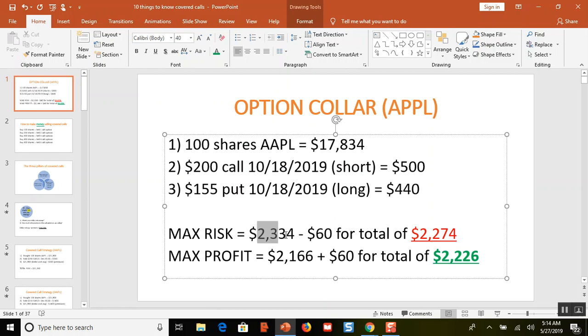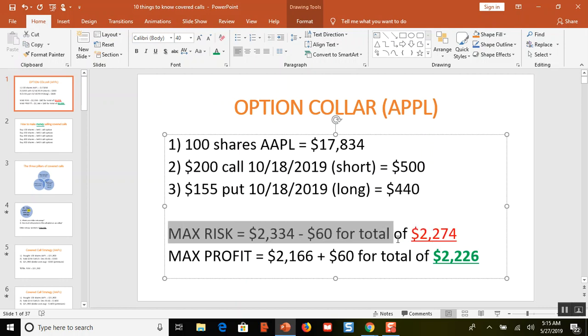So you could lose the $2,334, but this $60 comes from this gap here, okay? You sold a call, you got $500 for that, and then you took that $500 and you bought a put for $440. That leaves you $60. And of course, I didn't include commission there. You are going to lose that. But I'm just going by prices of the options and the stock. So you got that $60. So your total risk is $2,274 in the next 144 days.